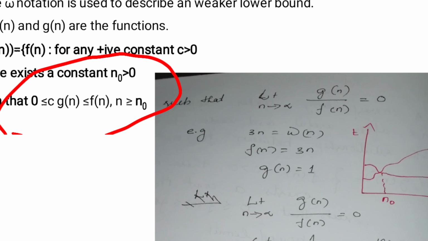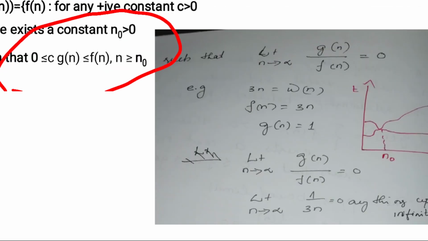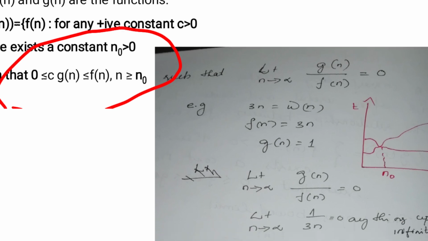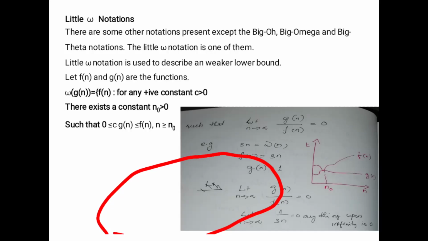Then substituting the values, limit n tends to infinity of 1 by 3n, where 1 is g of n and f of n equals 3n. This equals 0, because anything divided by infinity is 0. So that is the concept, and the criteria is satisfied in this case. So this is little omega notation, and little omega notation is over.